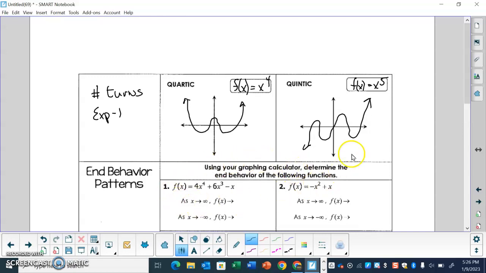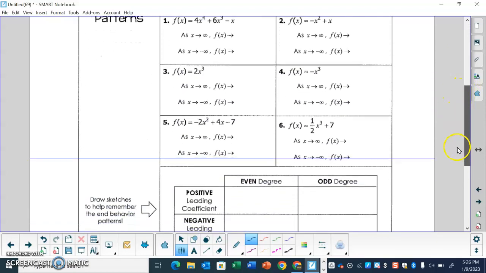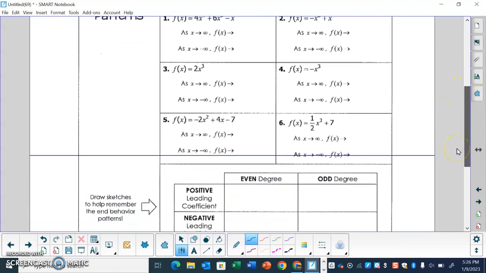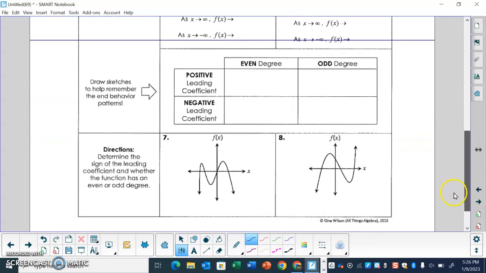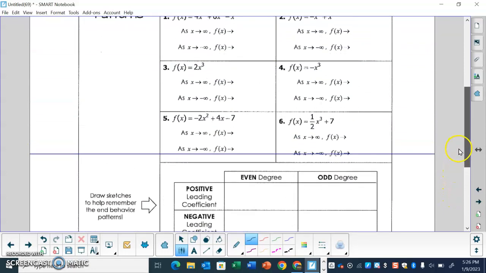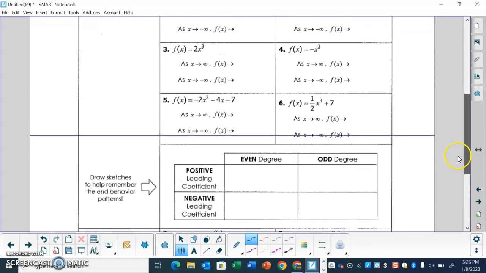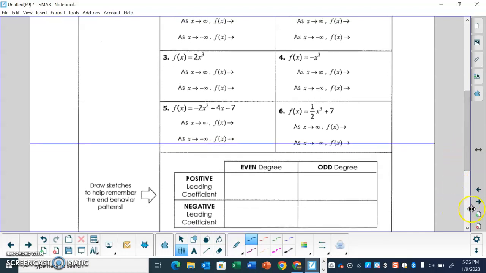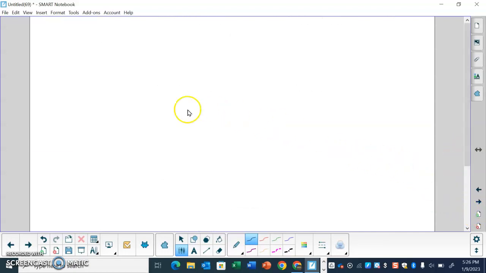Okay, so now we're going to talk about end behavior patterns. I am actually going to jump to a new page. We'll come back to this. Let's jump to a new page, easiest way.